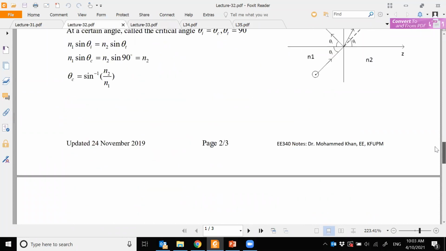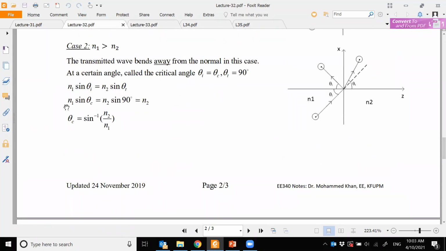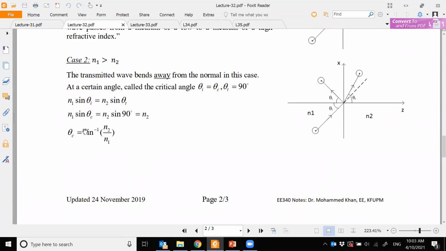See here, we learned about the critical angle. So it is sine inverse n2 over n1. So what does this critical angle do? If my incident electromagnetic wave, if its angle of incidence to the boundary, if we make it equal or just greater than the critical angle, then what will happen?